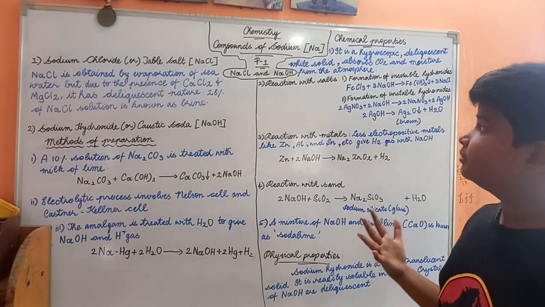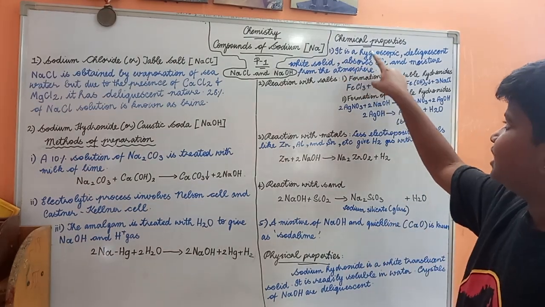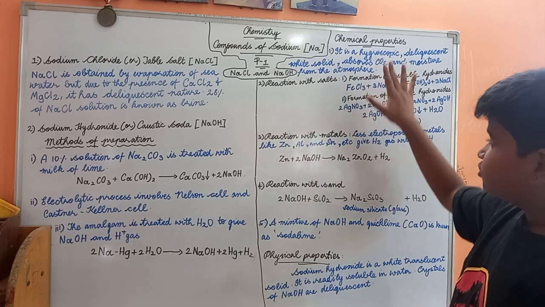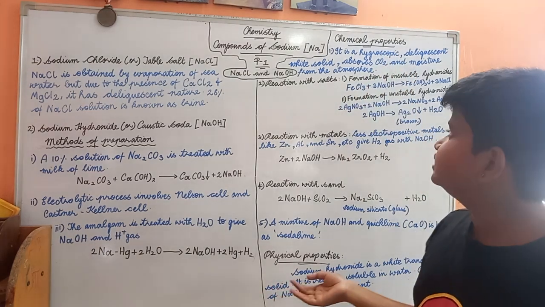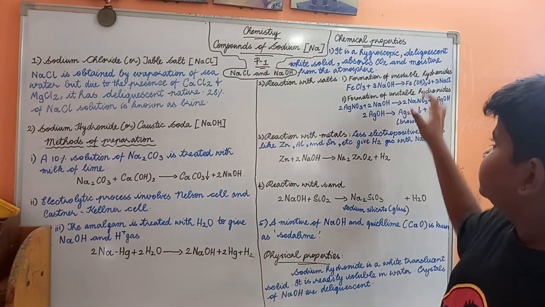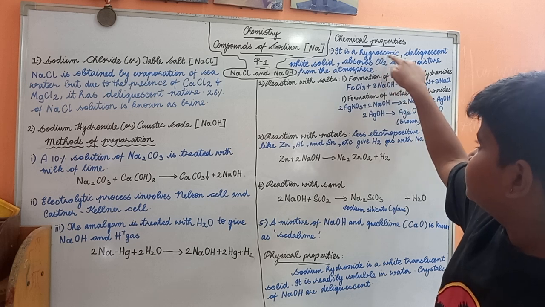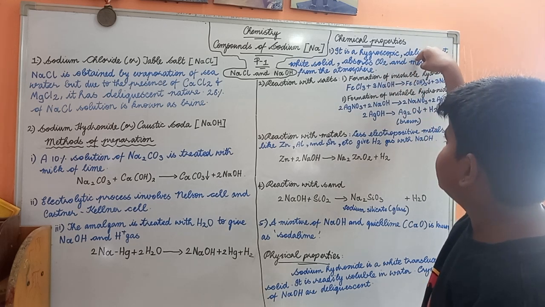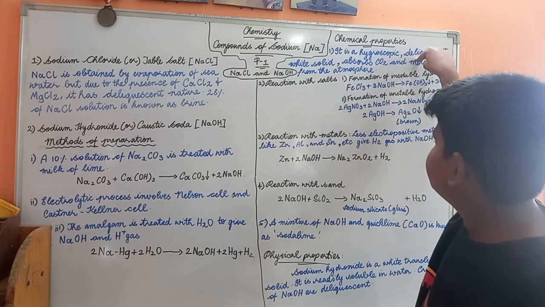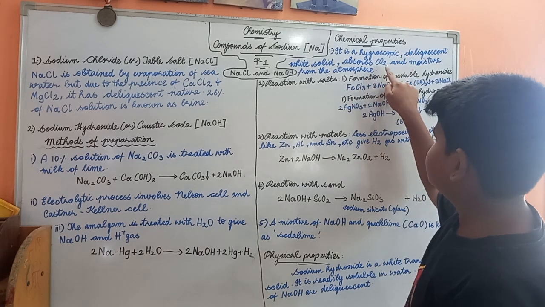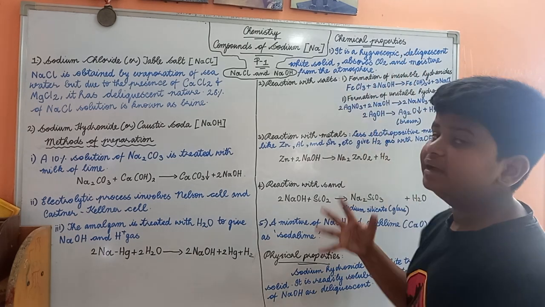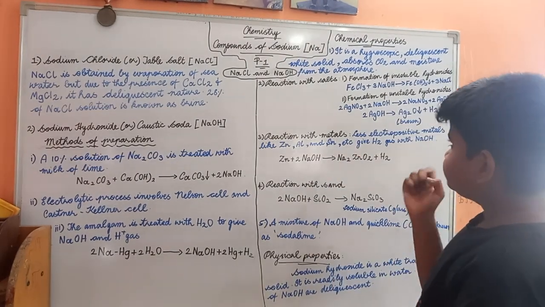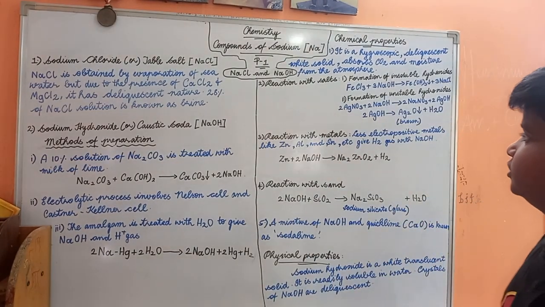There are a lot of chemical properties. So it is a hygroscopic, deliquescent, white solid. Hygroscopic, I just said the differences. It absorbs water. Hygroscopic absorbs water, and deliquescent, it dissolves in moisture. The white solid absorbs CO2 and moisture from the atmosphere. It absorbs the moisture and it dissolves. That is with sodium hydroxide.